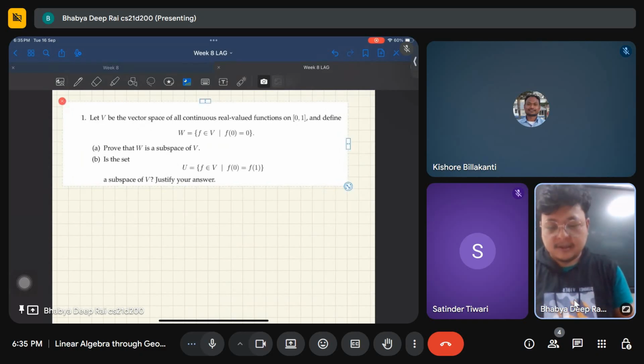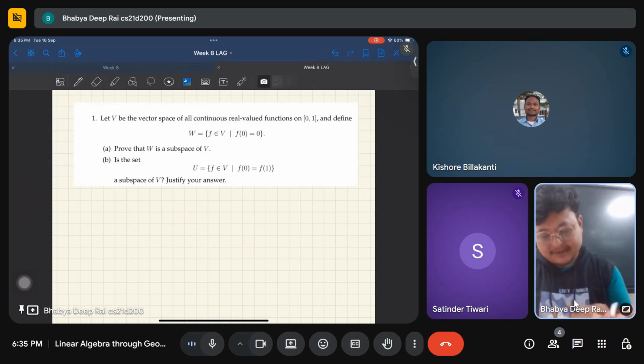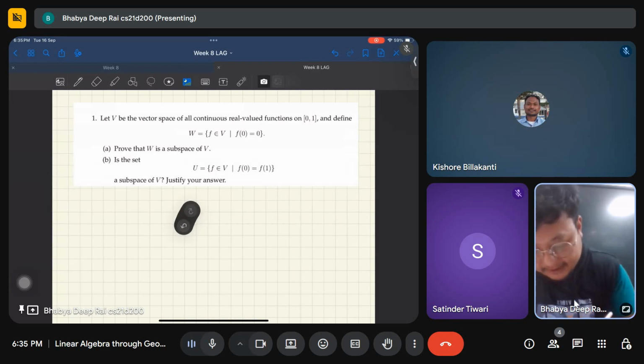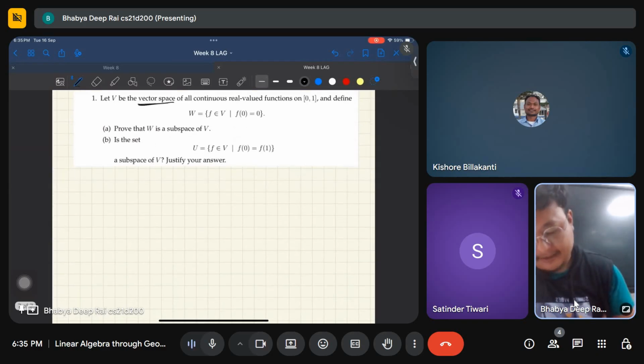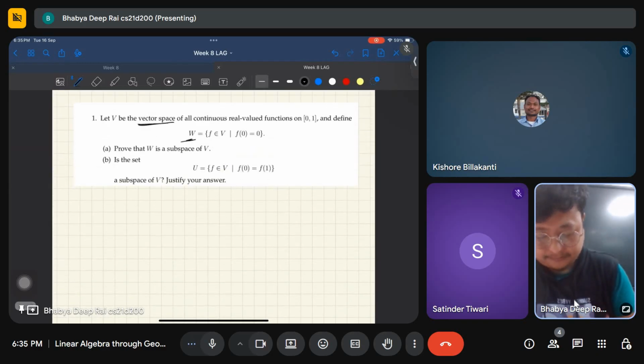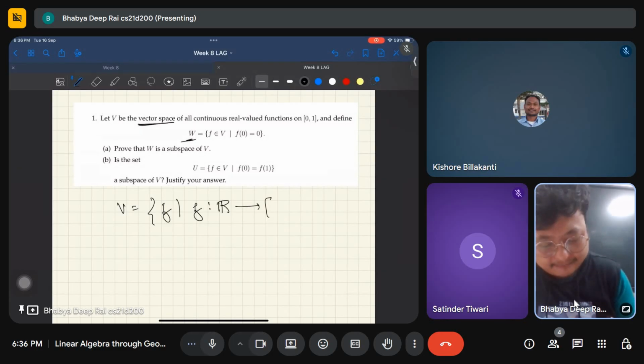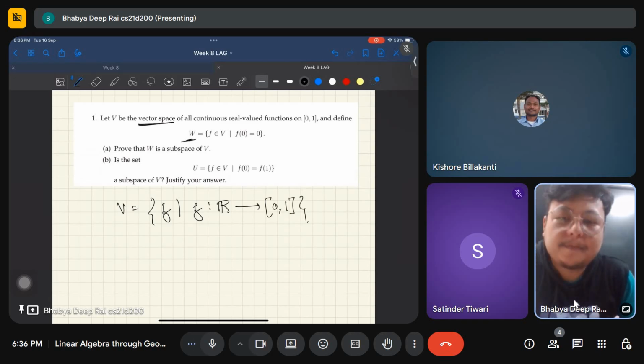So here's the question. Let V be the vector space of all continuous real valued functions on [0, 1], and define W to be this set. All the functions in that vector space V. V is already a vector space, and you are given a W. What is V? V is f such that f is a real valued function which takes a real number and maps to somewhere between 0 and 1. So there could be infinite f's.